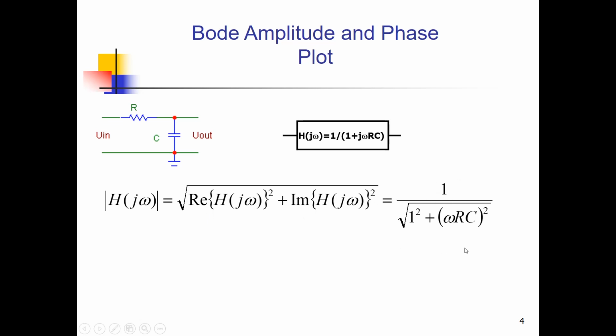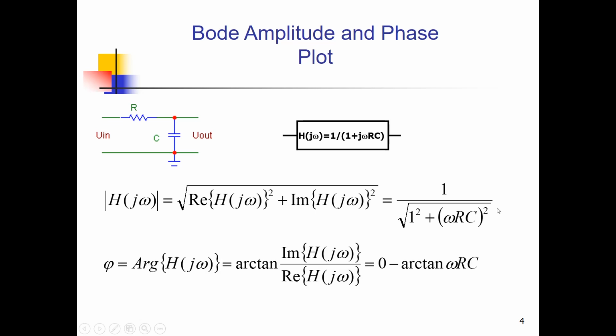For the denominator, we do the same thing. We take the square root of the real part, which is 1 squared, plus the imaginary part, which is everything in this part besides the j. So it's omega times R times C, and that part squared. And then we take the square root of it. So that is the amplitude.